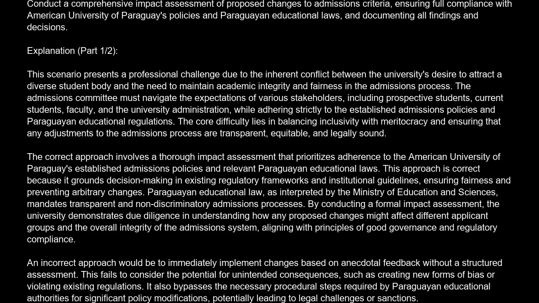The correct answer is B. Conduct a comprehensive impact assessment of proposed changes to admissions criteria, ensuring full compliance with American University of Paraguay's policies and Paraguayan educational laws, and documenting all findings and decisions.